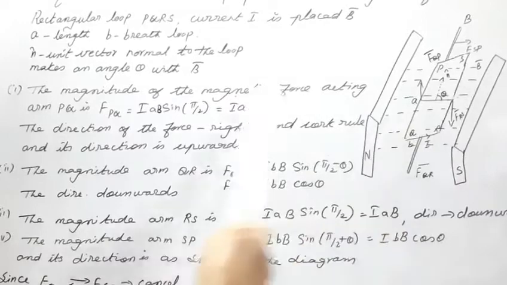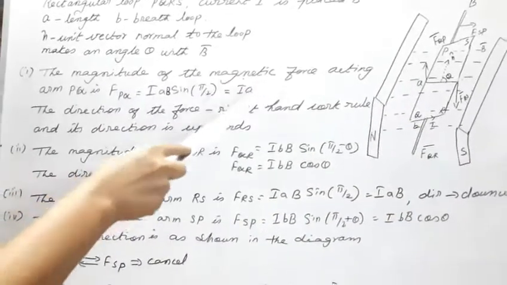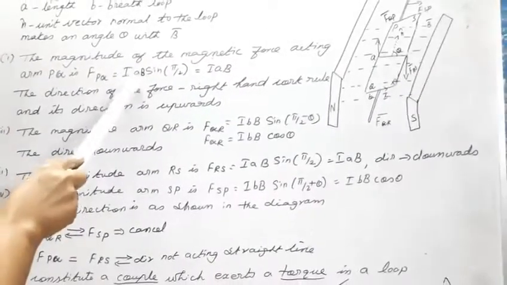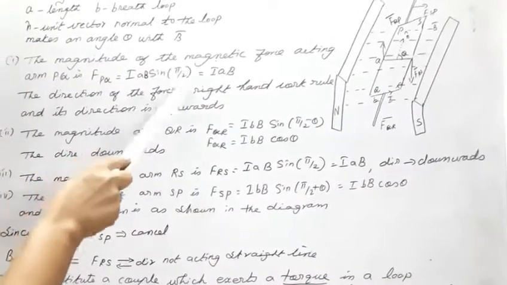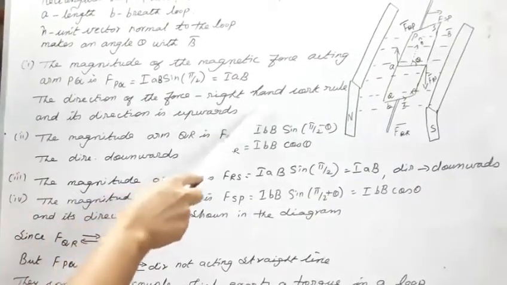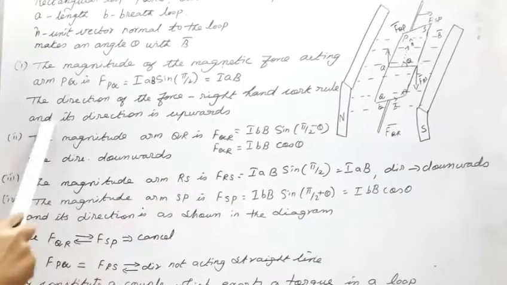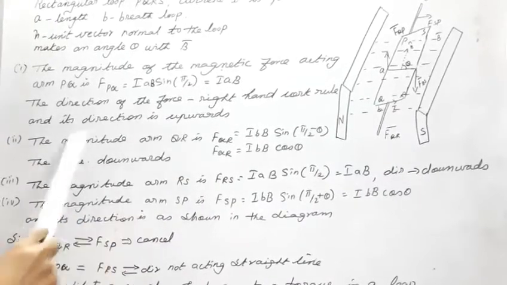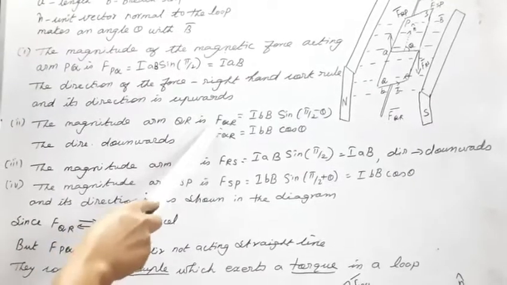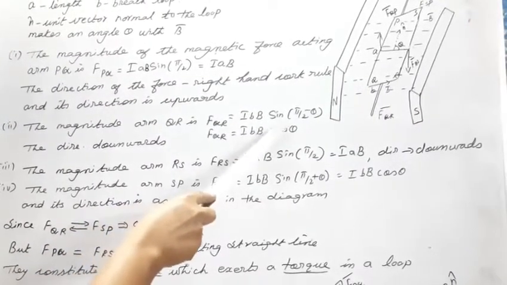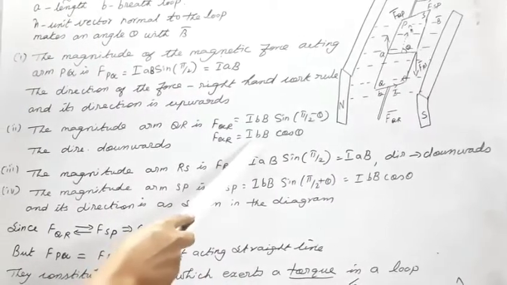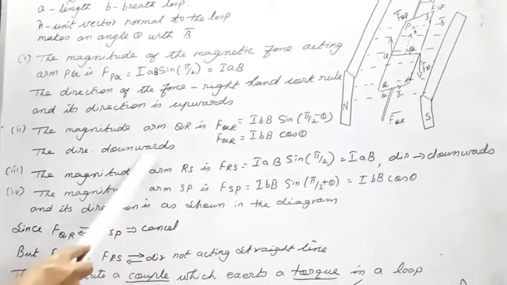The magnitude of the magnetic force acting on the current carrying arm PQ is F_PQ equal to IAB sin(pi by 2), which is equal to IAB. The direction of the force is found using the right hand corkscrew rule, and its direction is upwards. Next, second point, the magnitude of the force on the arm QR is F_QR equal to IBB sin(pi by 2 minus theta), which is equal to IBB cos theta, and its direction is as shown in the diagram.